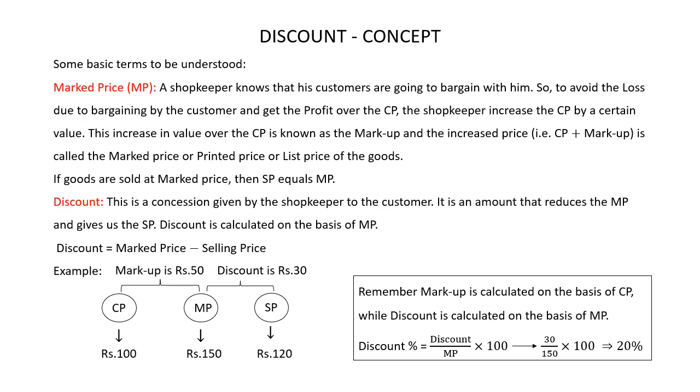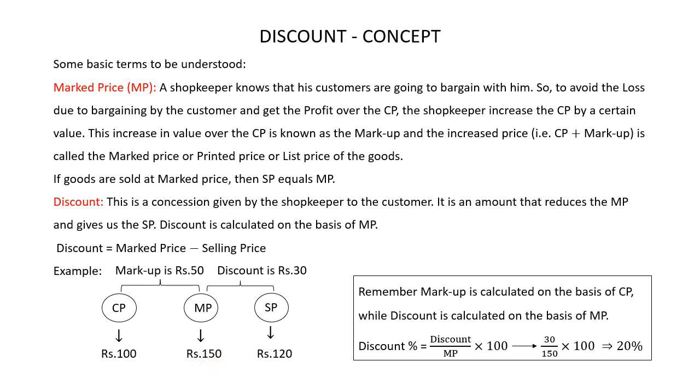So what he does is he increases the cost price by a certain value, say rupees 50. Now rupees 50 is the markup to get the marked price. So cost price plus markup will give us the marked price, that is 100 plus 50 is 150 rupees. 150 is the marked price. Now he marks the price of the article as rupees 150.